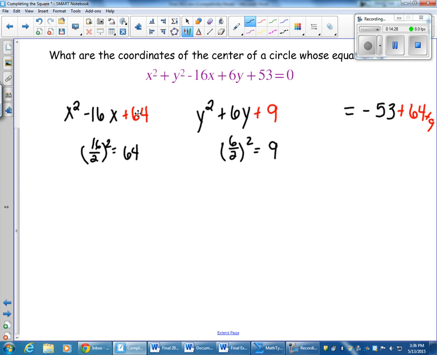Look at just the x's and factor that. X minus 8, x minus 8. There should be a plus here. Do the same thing here. Y plus 3, y plus 3. Add up your numbers. You have negative 53 plus 64 plus 9. You should get 20.